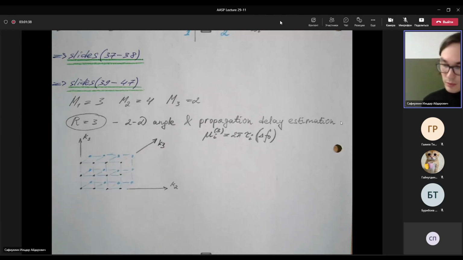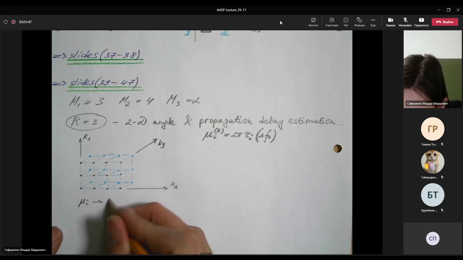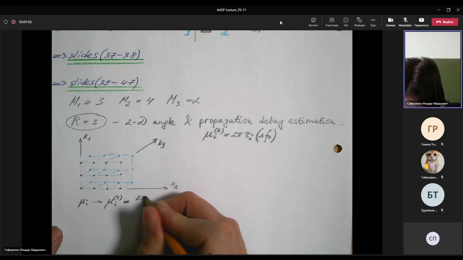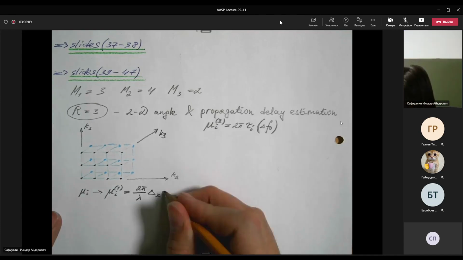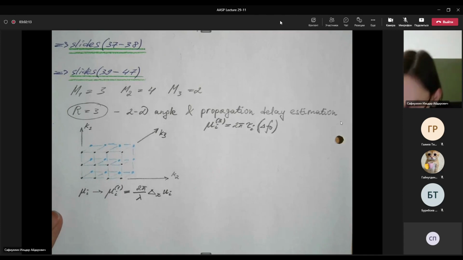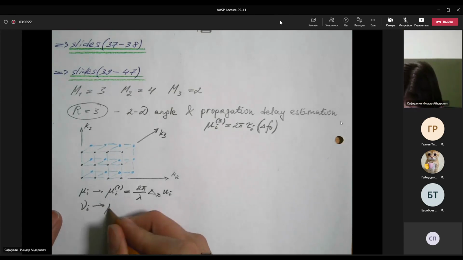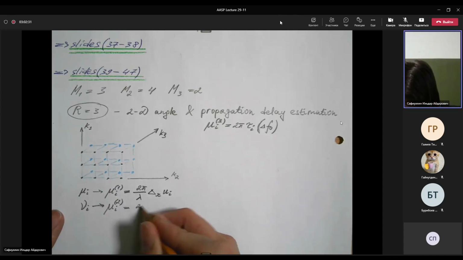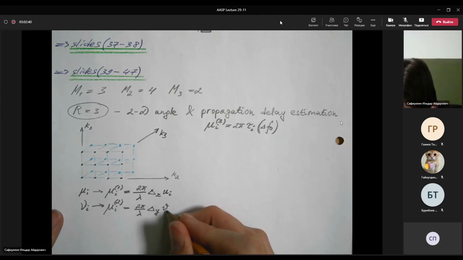And for these 2D angles, we will have mu I. It is mu I superscript 1, and it is equal to 2 pi over wavelength times the spacing between elements along the x-axis times u sub I, and the previous spatial frequency mu I is denoted as mu I superscript 2, which is equal to 2 pi over wavelength delta sub y times v sub I.